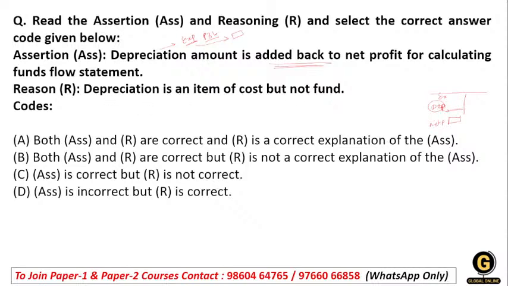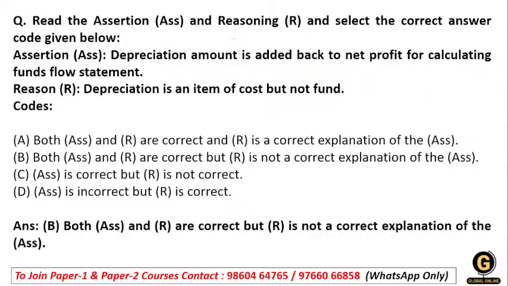So here, depreciation, when we are in accounting, we write on the expenses side, and this reflects the reduction in the value of an asset over time, but it does not impact the cash flow directly. Okay, directly it does not get impacted, so that's why depreciation is an item of cost but not a fund. So this is also true. So here the right answer will be B. Both are correct, but the reason does not explain the assertion correctly.